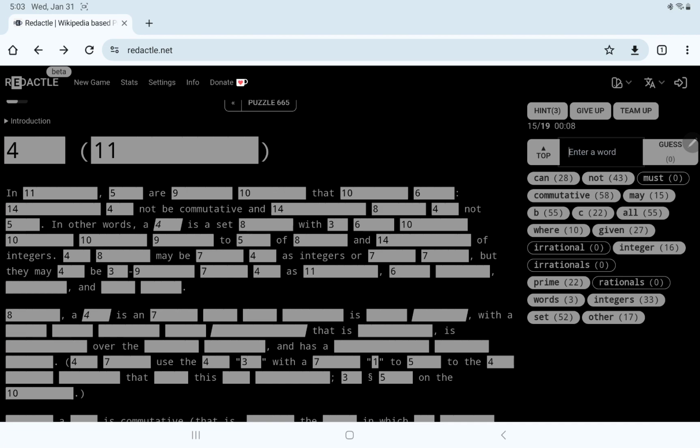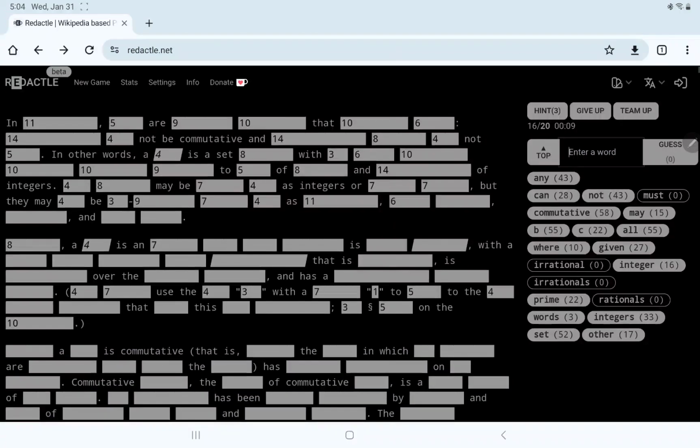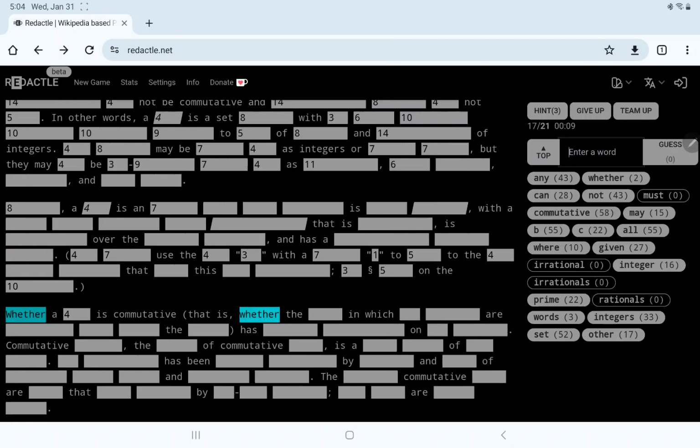What verb comes before not? Not 5. In other words, a 4 is a set something with any, with no. It's been a while since we had a mathematical one. It seems like we used to have a lot more. Whether, oops, my typing is shot. Whether a something is commutative.